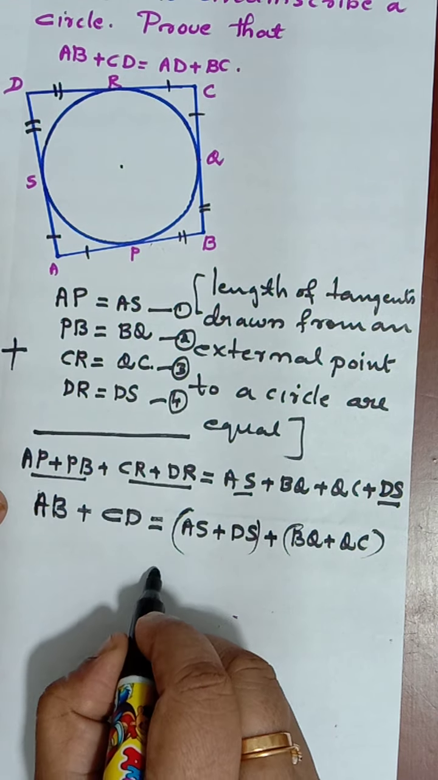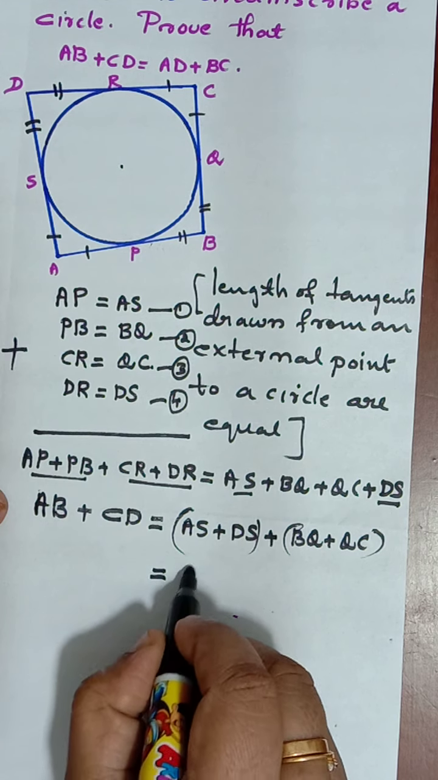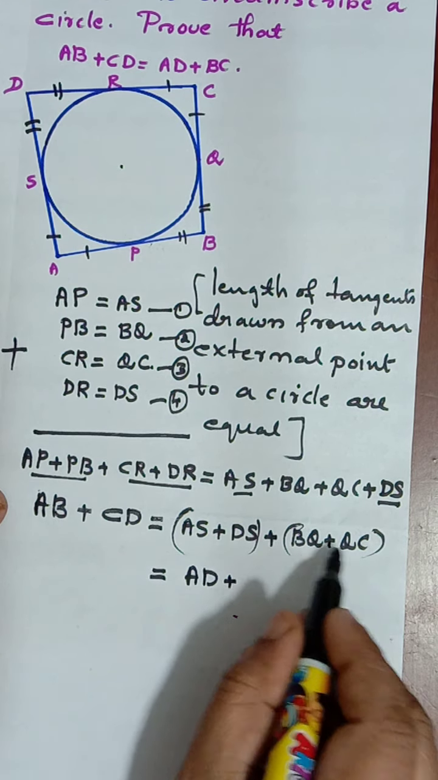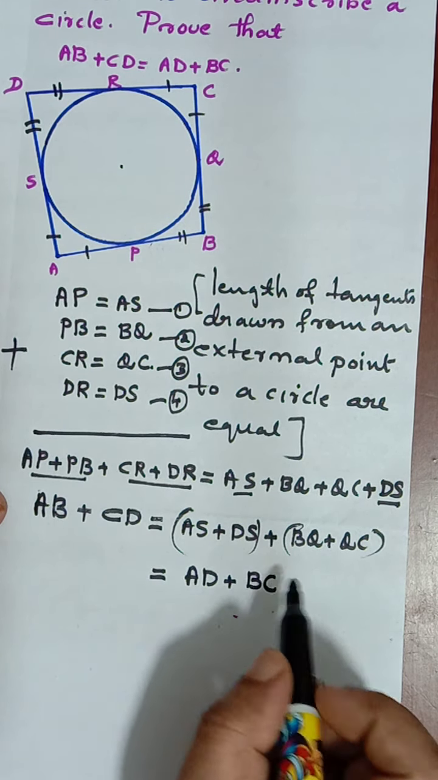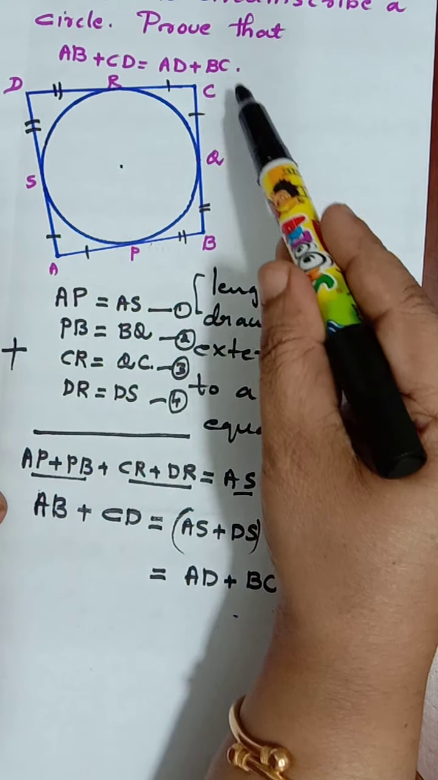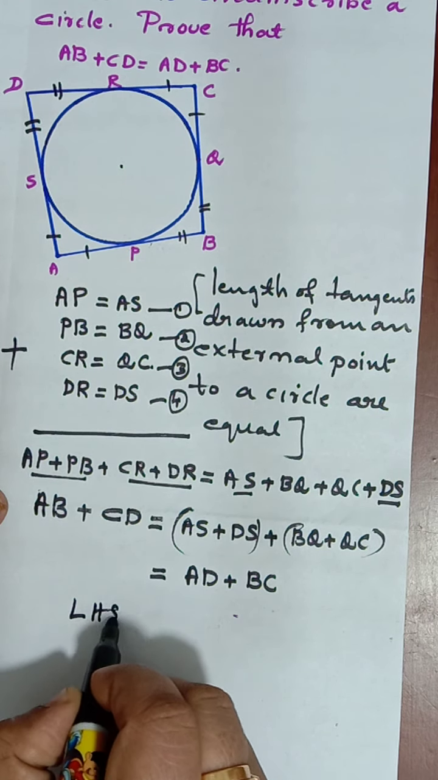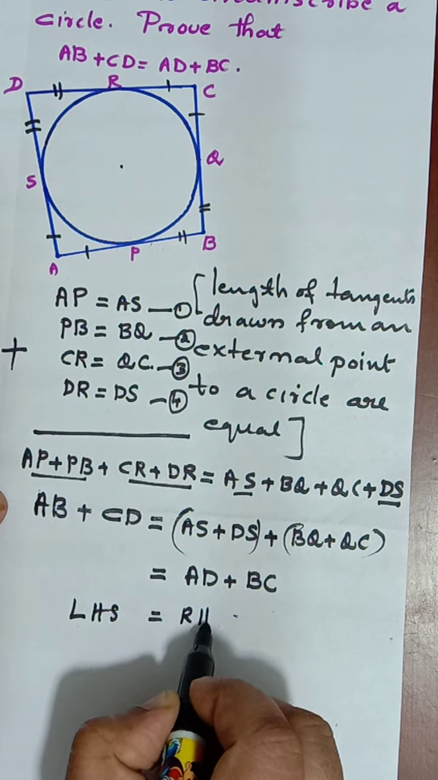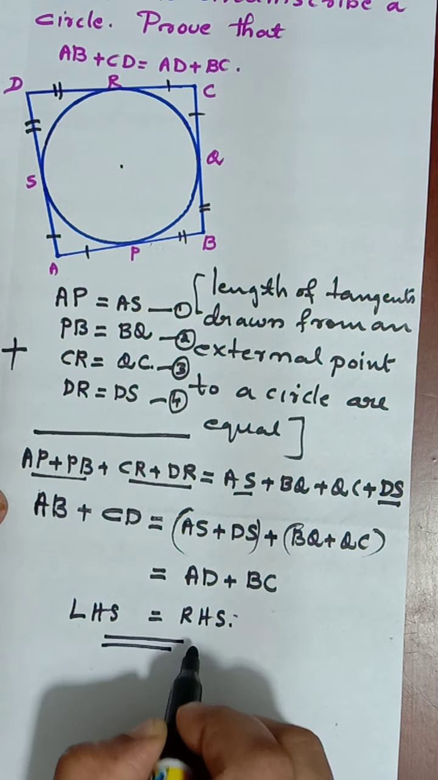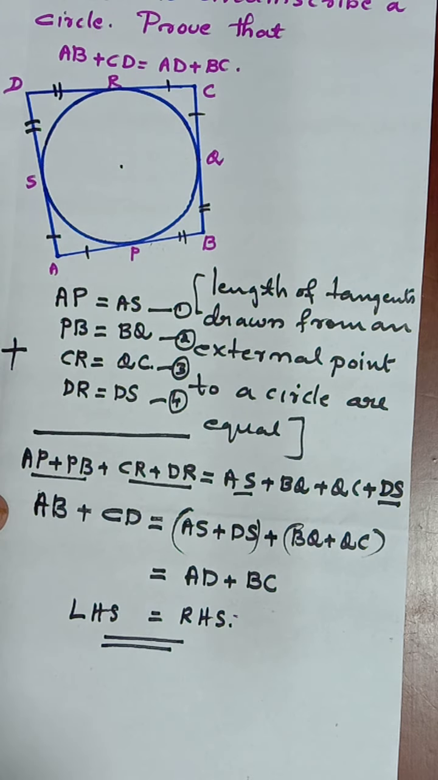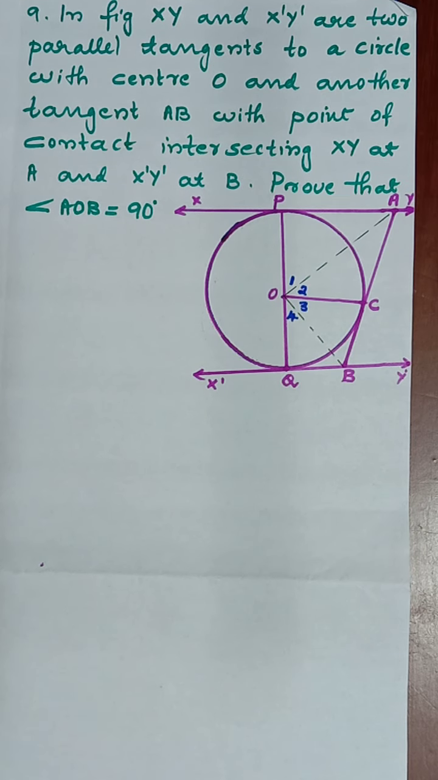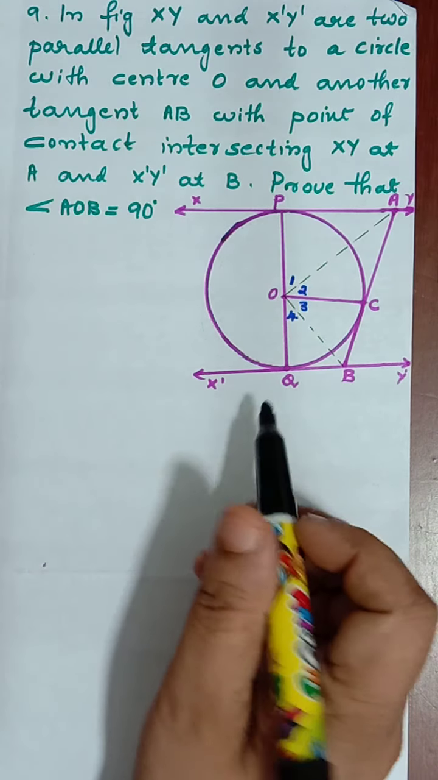Okay, so what do we get? AS plus DS is AD. BQ plus QC is BC. You can see in the figure, BQ plus QC equals BC. So we have proved LHS equals RHS. This is very easy. This is how we can prove it. This question is also usually asked in the board exam.